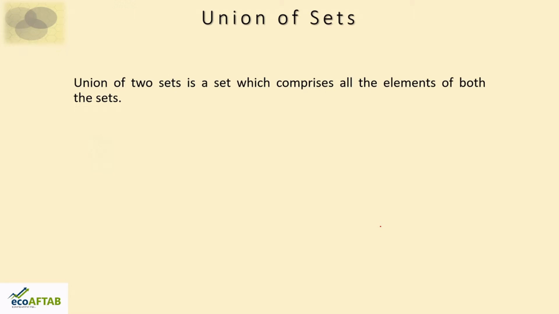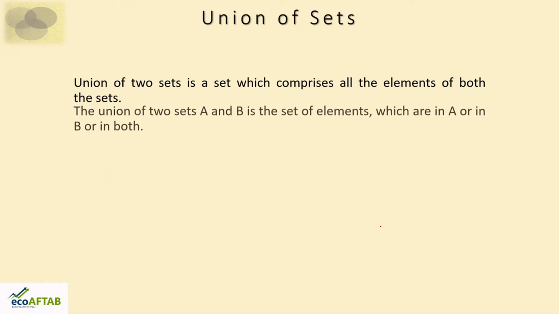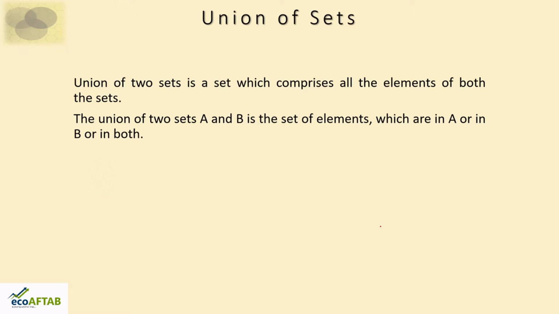Union of sets is a set which comprises all the elements of both the sets. The union of two sets A and B is the set of elements which are in A, or which are in B, or which are in both A and B. So it will be clear with this example. Normally we denote union of sets with this particular symbol, and that is denoted by A union B.